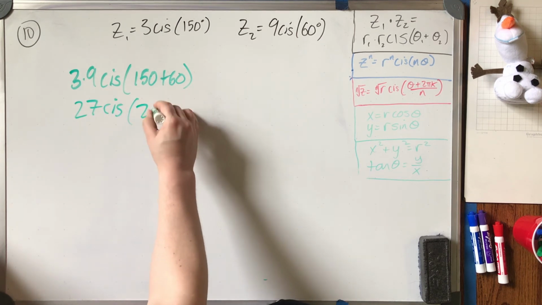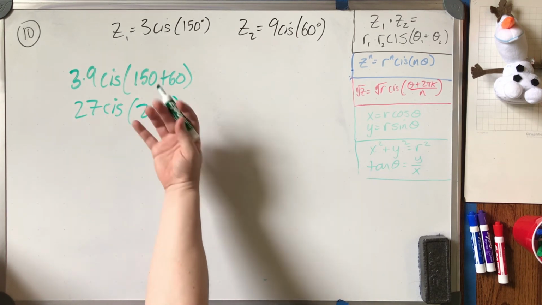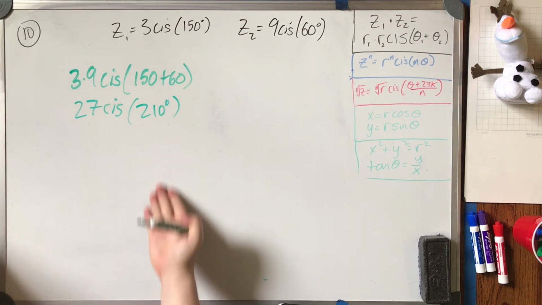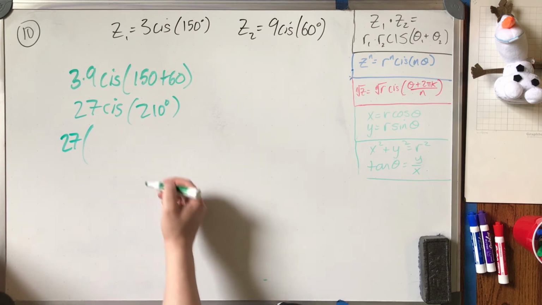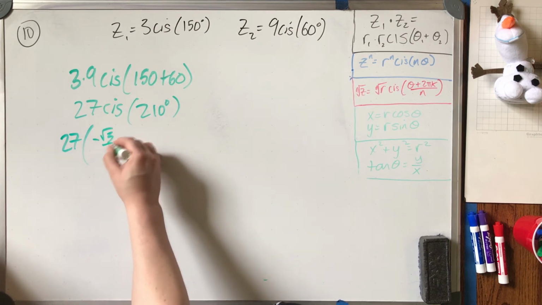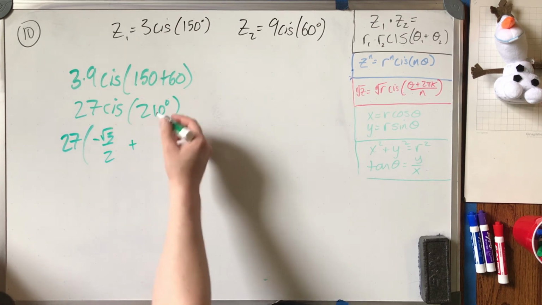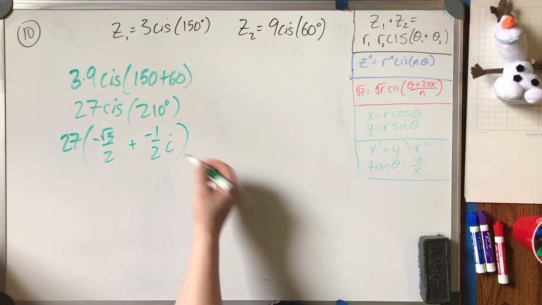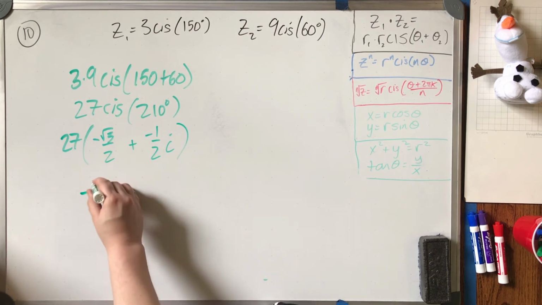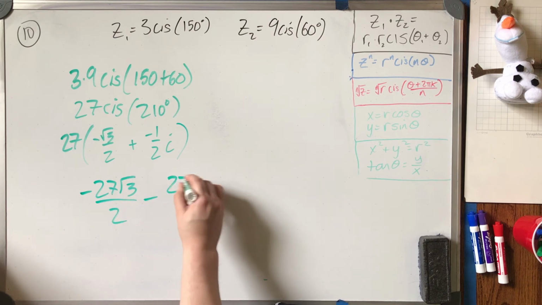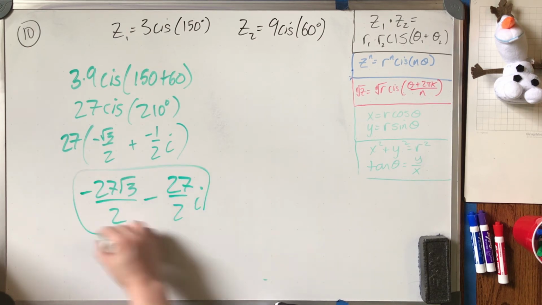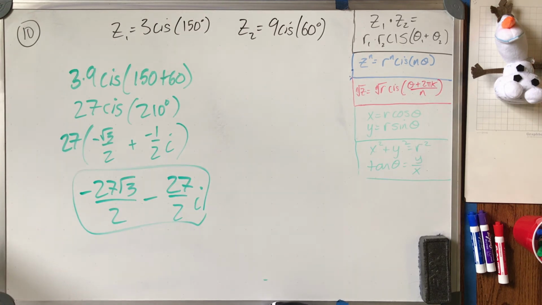This is going to be 210 degrees, and I'll just keep going to put it in a plus bi form. So I'll have 27, cosine of 210 is going to be a negative square root of 3 over 2. Sine of 210 is negative 1/2 times that i value, so I end up with a negative 27 root 3 over 2 minus 27 over 2 i. So that's what these two numbers multiplied together equal.